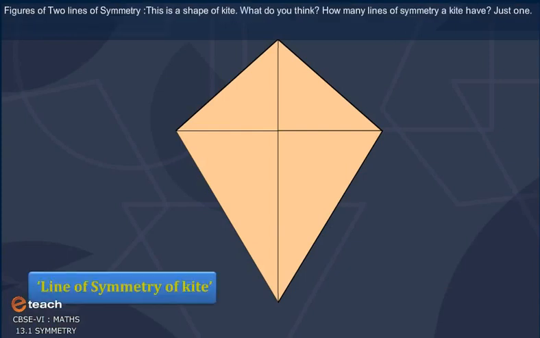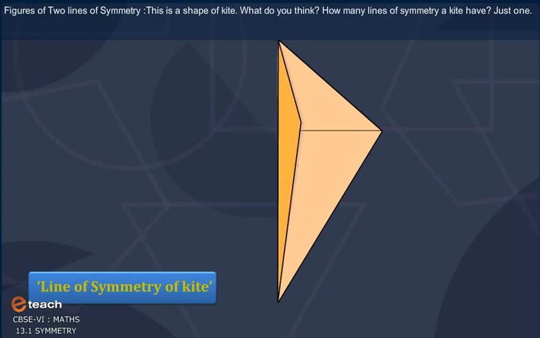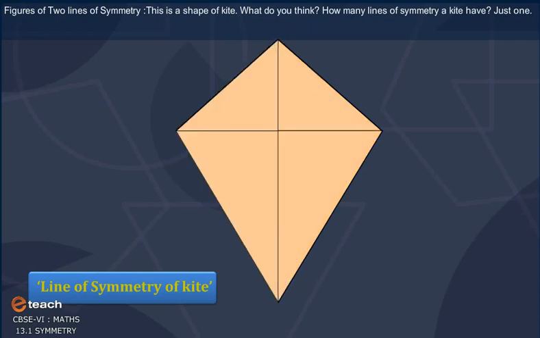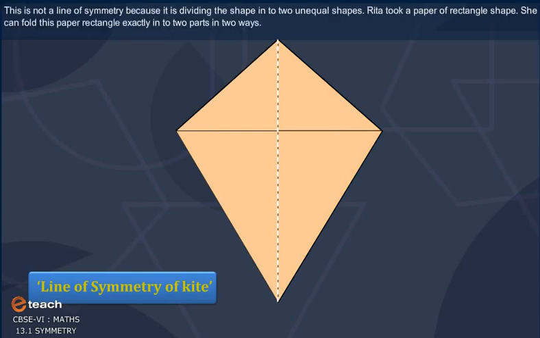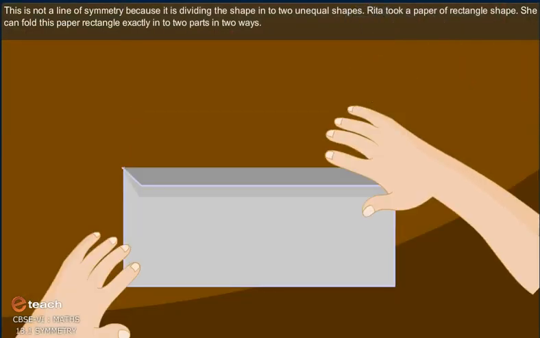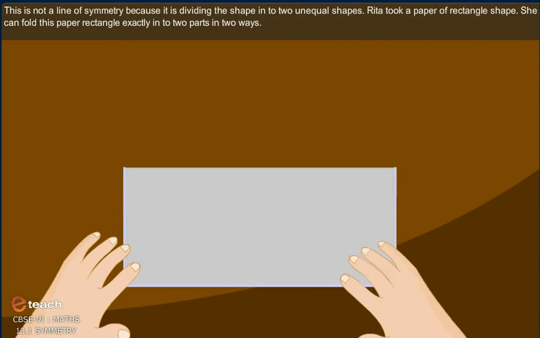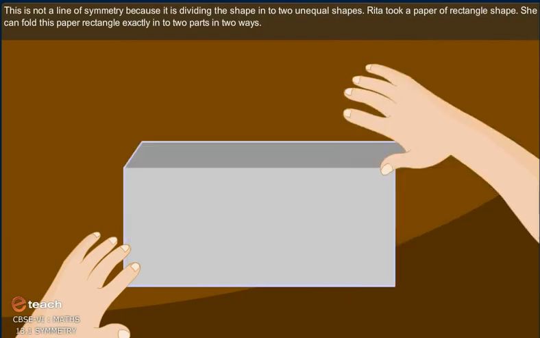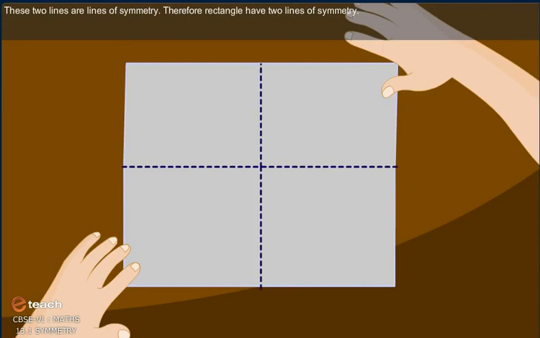Figures with lines of symmetry. This is the shape of a kite. What do you think? How many lines of symmetry does a kite have? Just one. This is not a line of symmetry because it is dividing the shape into two unequal shapes. Rita took a paper of rectangle shape. She can fold this rectangular paper exactly into two parts in two ways. These two lines are lines of symmetry. Therefore, a rectangle has two lines of symmetry.